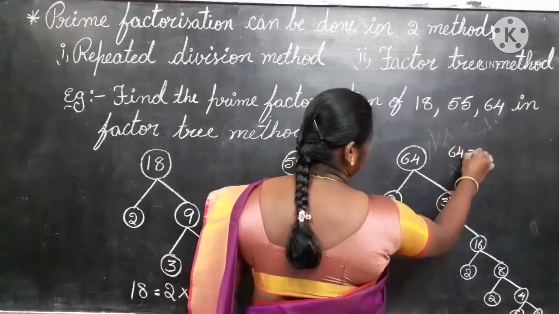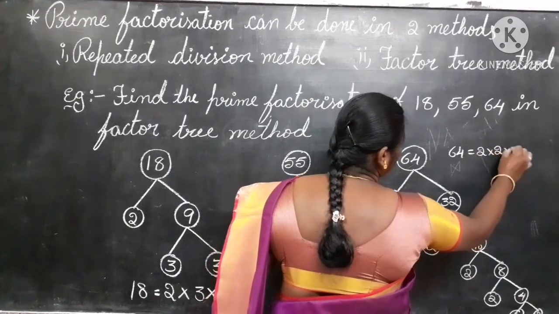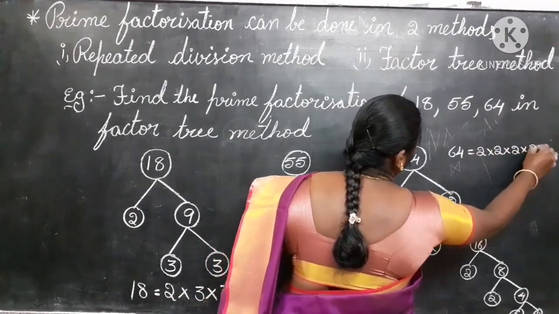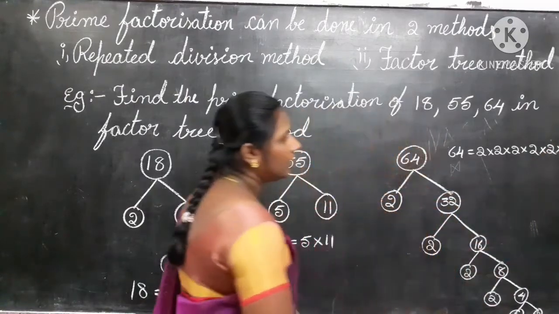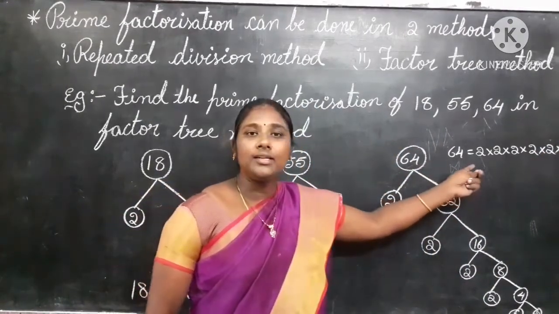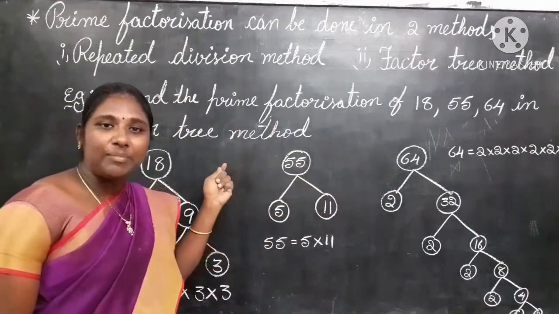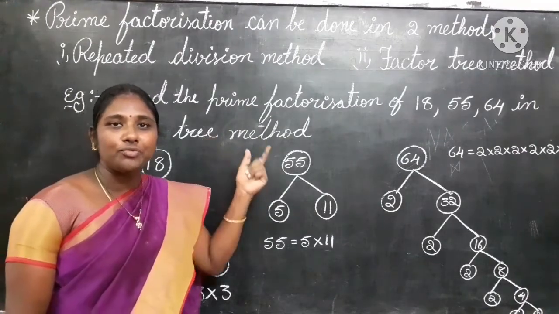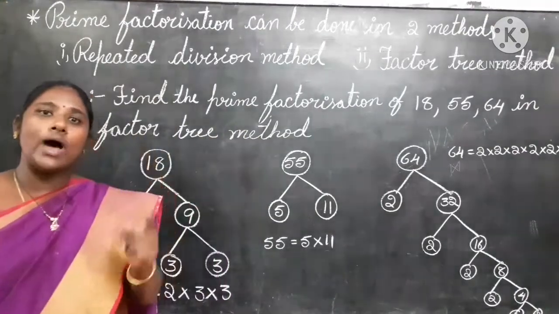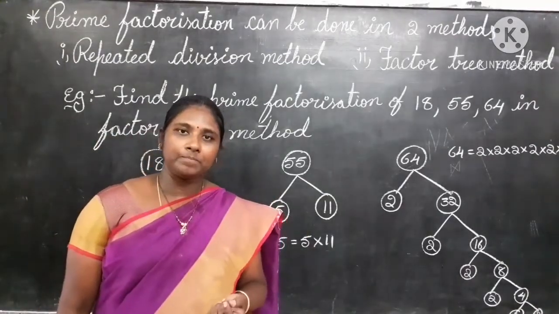Now how we should write the 64? The 64 is equal to these numbers. 2 into 2 into 2 into 2 into 2 into 2. This is the factor tree method for 64. And this is the factor tree method of the prime factorization. To find the prime factorization, we are using two methods. One is division method, another one is factor tree method.